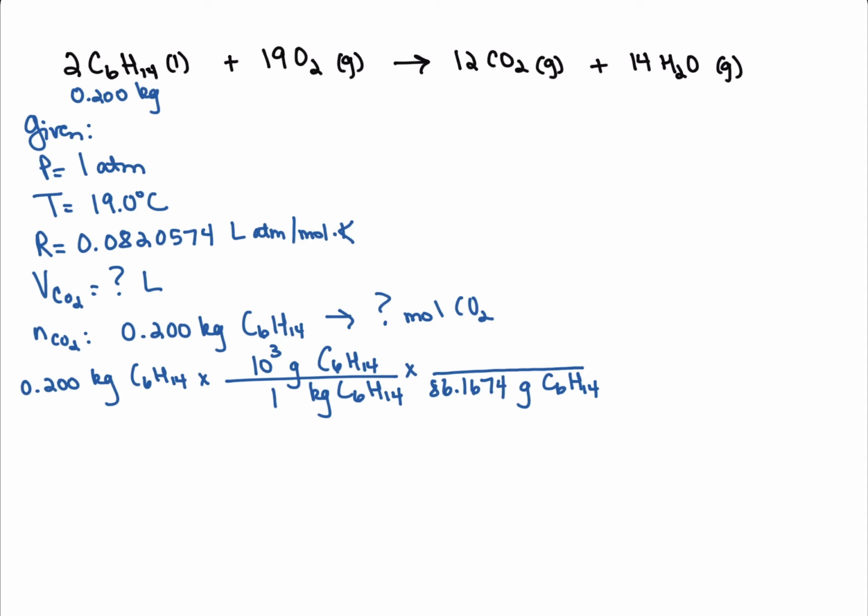So 86.1674 grams of C6H14 is equal to 1 mole of C6H14. Moles of C6H14 on the bottom. I want to now do a mole to mole ratio so I can go from one formula to another. I take a look at my balanced chemical equation. For every 2 moles of C6H14, there are 12 moles of CO2.